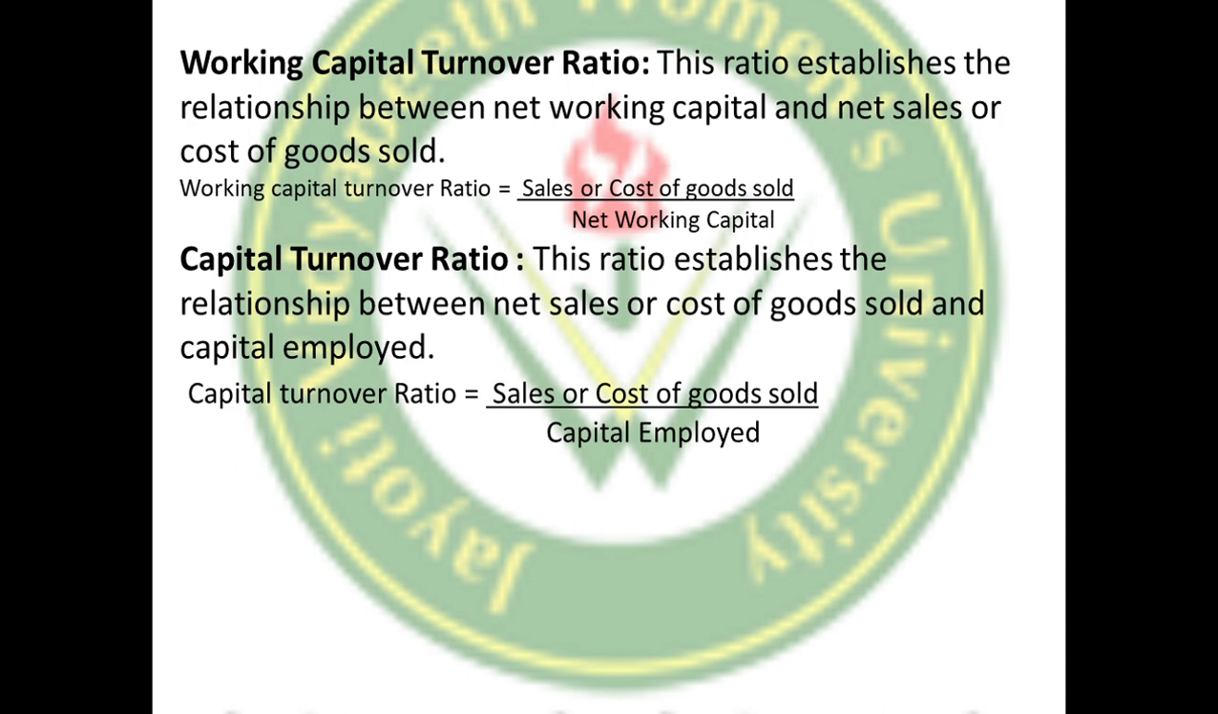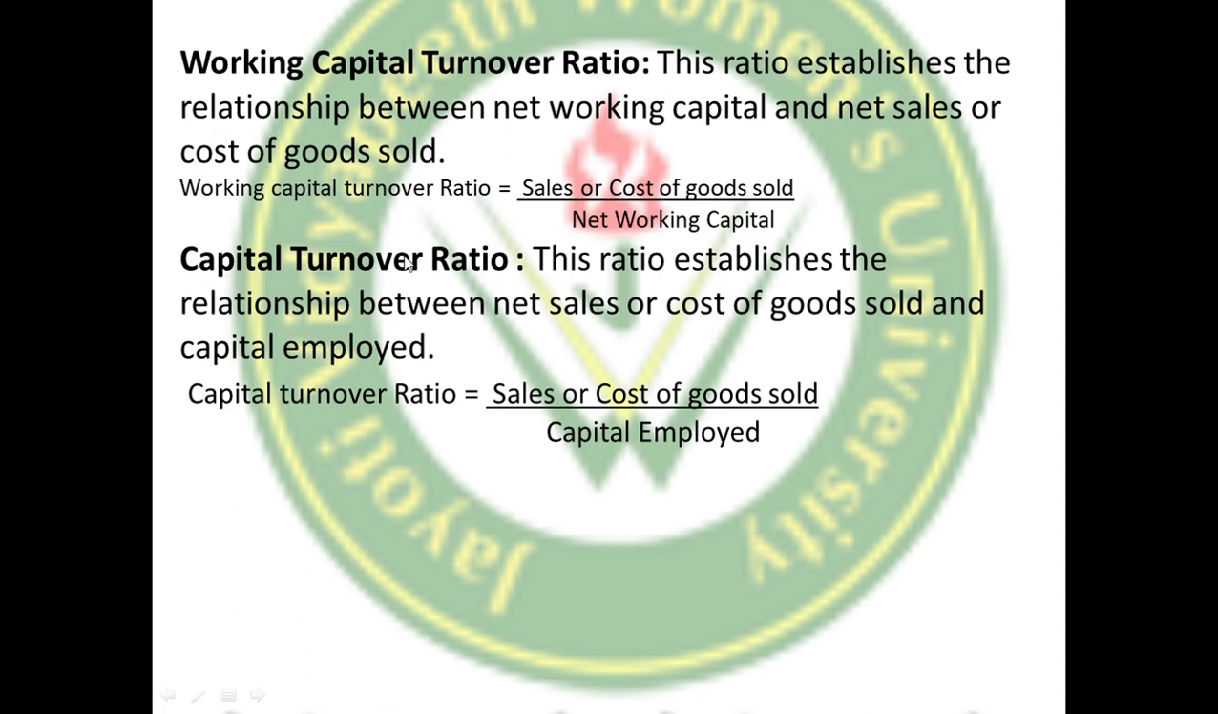Next formula is working capital turnover ratio. In this, instead of taking current assets or fixed assets, we are going to take working capital of the company. To calculate the working capital turnover ratio, we simply have to take sales or cost of goods sold, and then divide it by net working capital of the company.